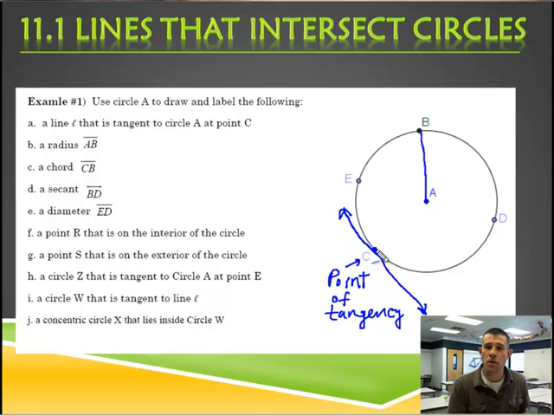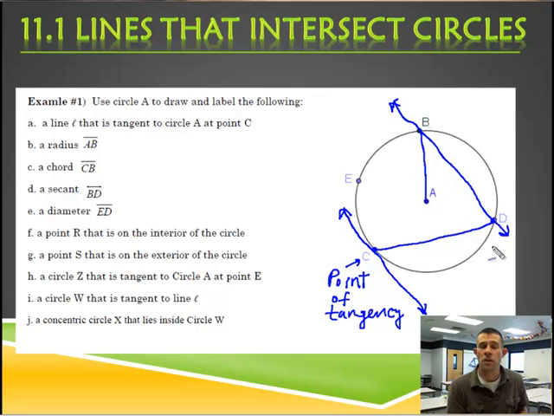Chord CD, remember a chord has its two endpoints. The line segment has its two endpoints on the circle. A secant, BD. Secant is a line that passes through a circle. And there you have, there's our line BD. It keeps going off in both directions and it passes through that circle.